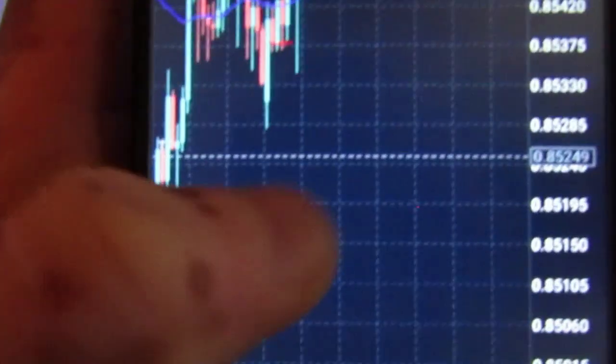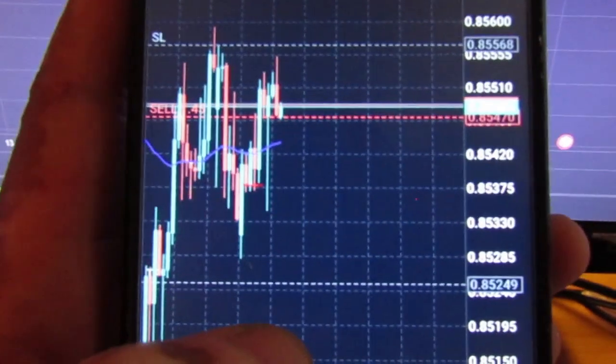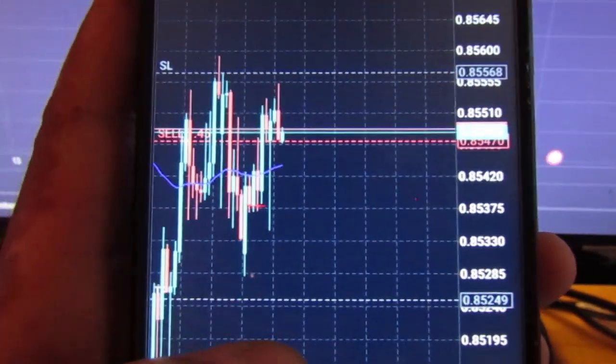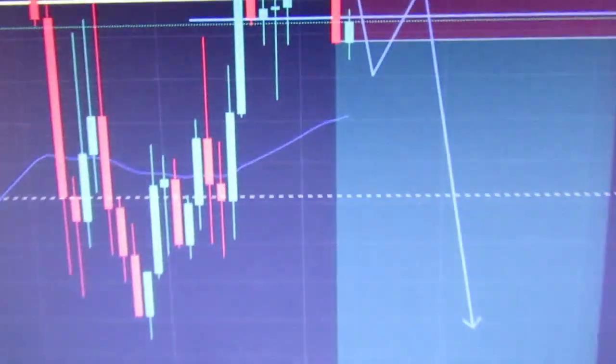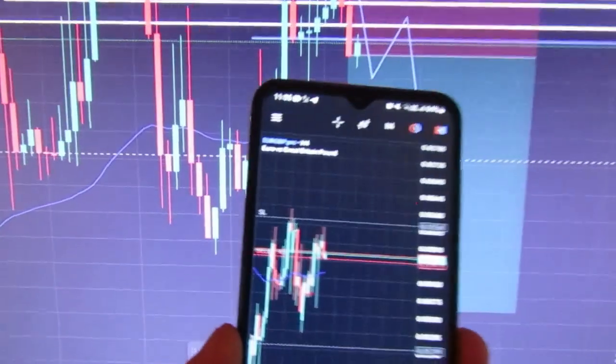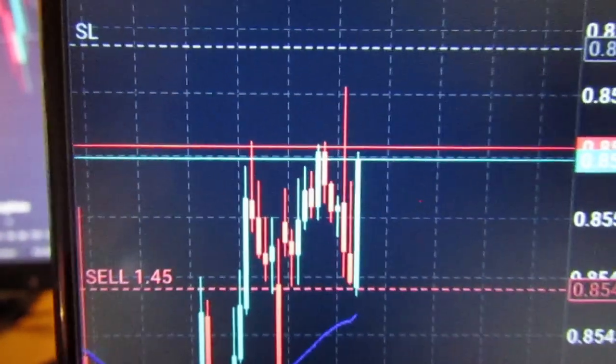TP just down here. So yeah, let's go. Let's wait and see how this price is going to move right now, guys. Peace out. Yo gang, just an update.